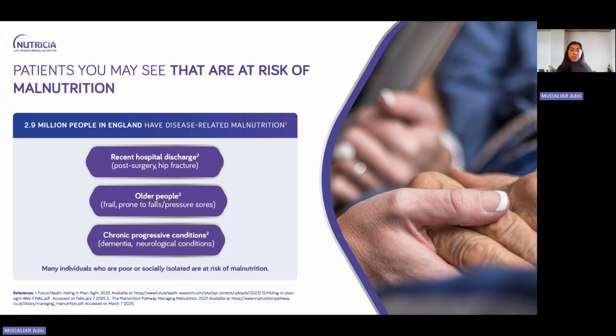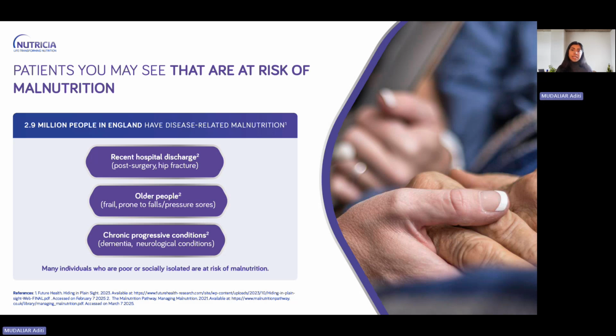Malnutrition affects a broad range of patients. In England alone, 2.9 million people are affected by disease-related malnutrition. Groups at higher risk include recently discharged patients, older adults in care homes, those with chronic conditions such as the previously mentioned example of COPD, individuals undergoing cancer treatment, and those in rehabilitation or palliative care.